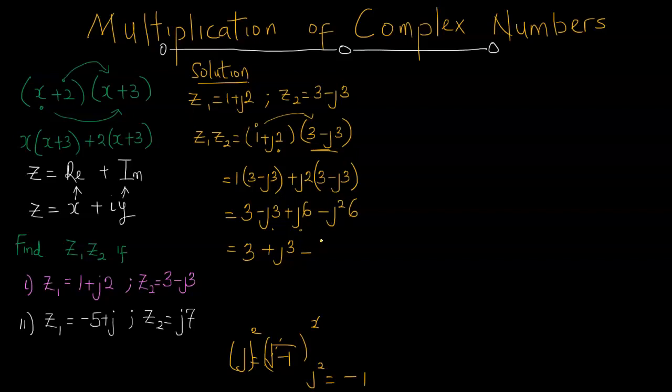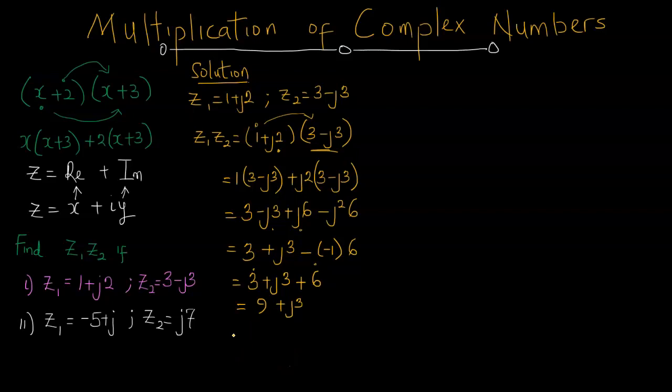Now j squared is a negative 1, then 6. So this is 3 plus j3. Now negative 1 times 6 is negative 6. We've got a minus here, that makes it positive. So we can see that we've got two real numbers, 3 and 6. Adding them will give 9. So this is 9 plus j3. So clearly we can see that the product z1 z2 is equal to 9 plus j3.